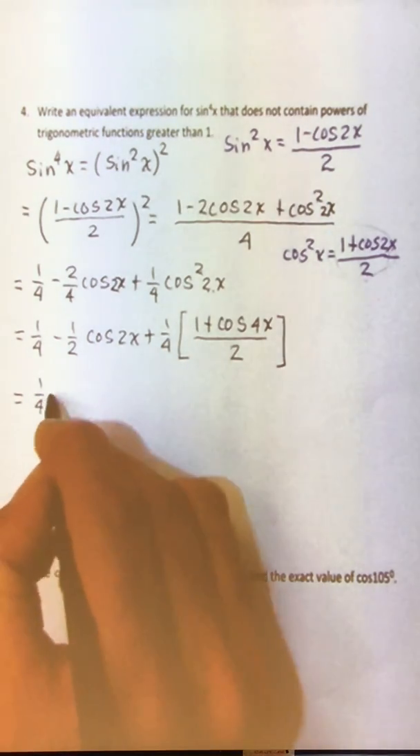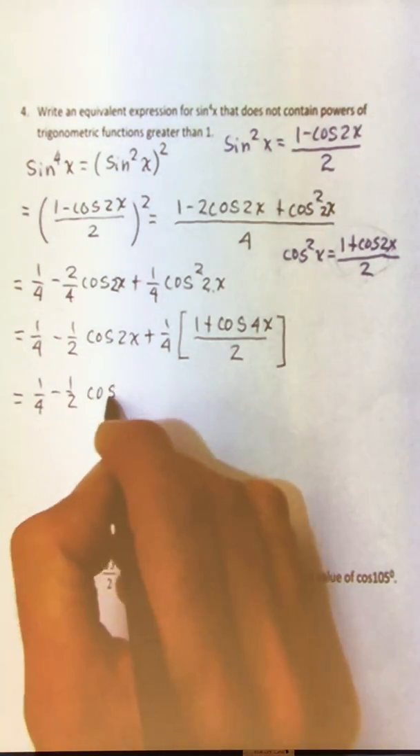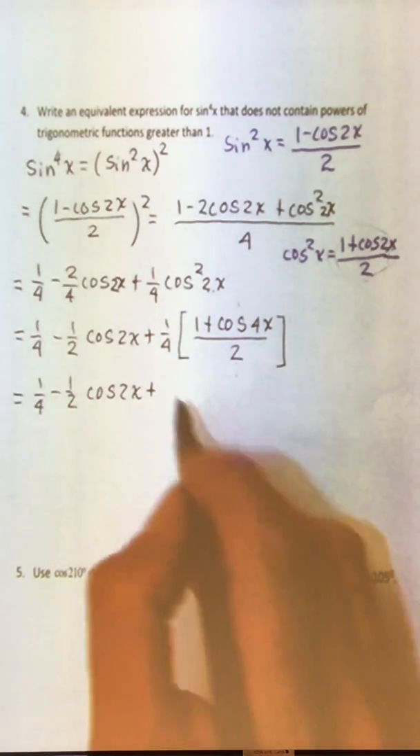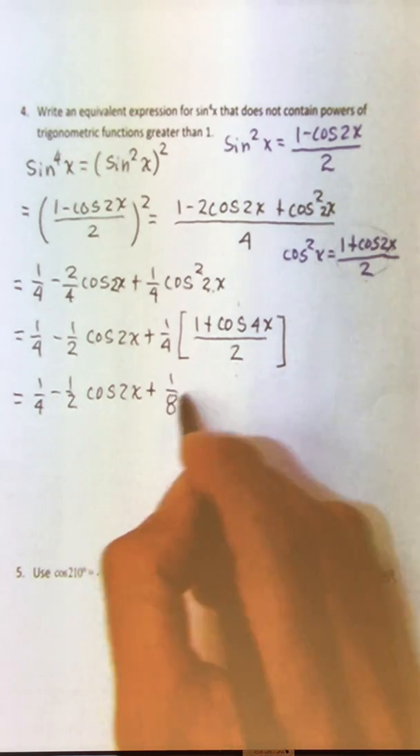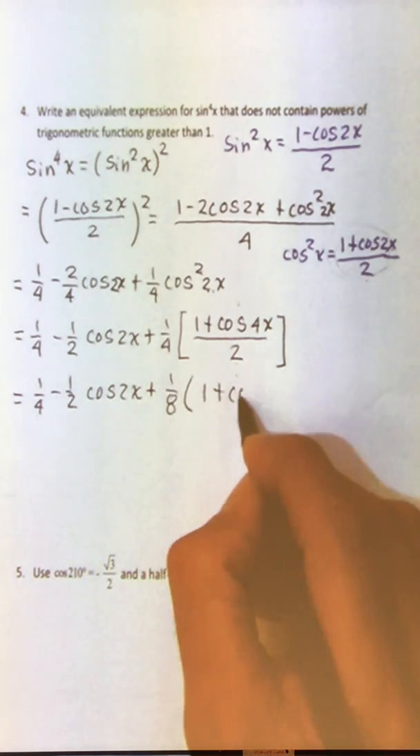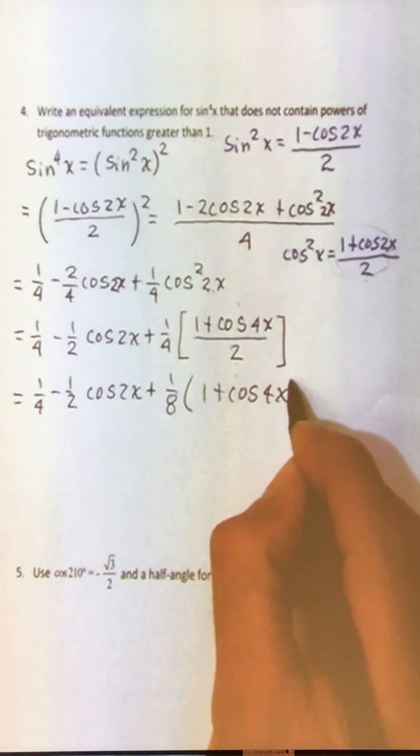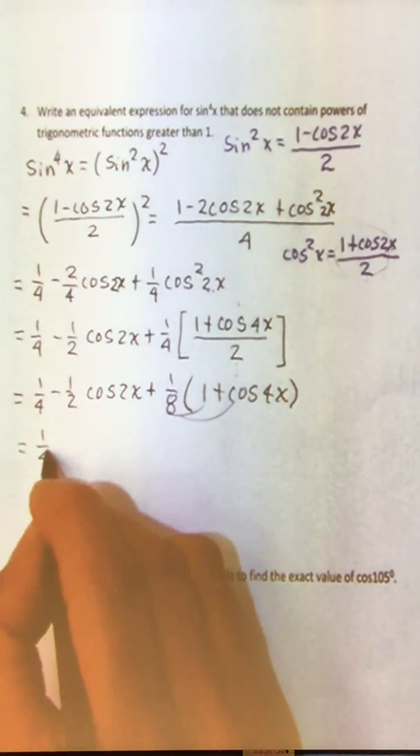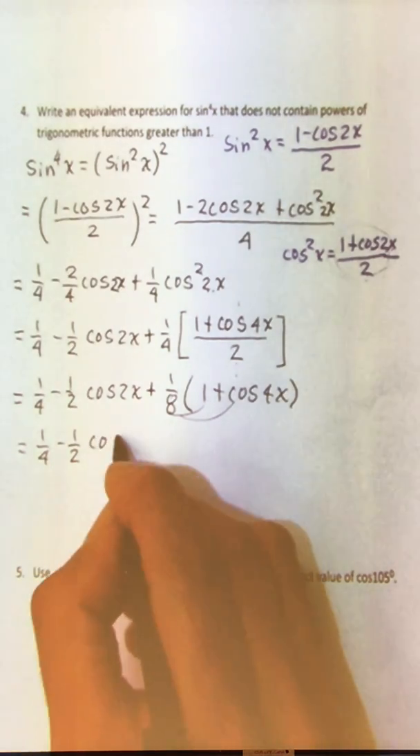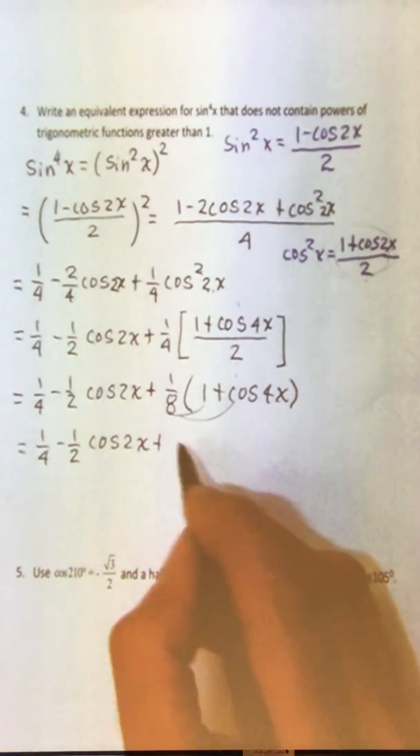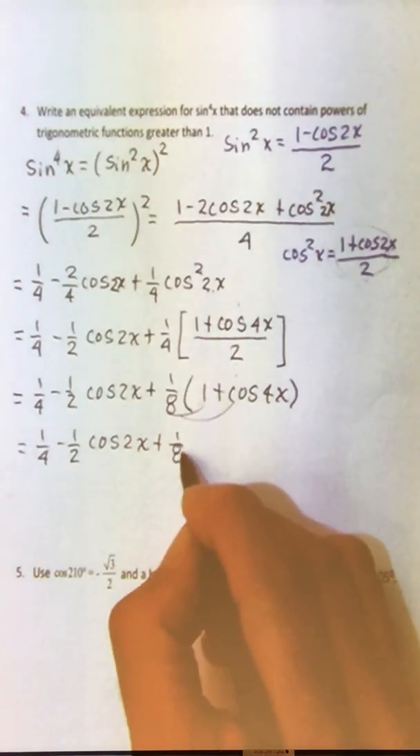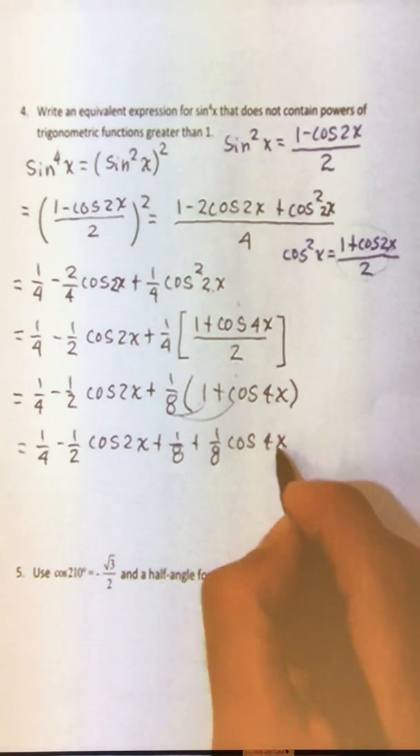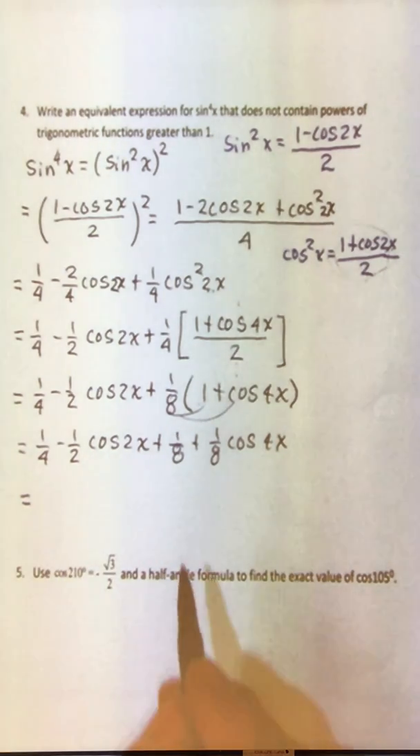So we have 1/4 minus 1/2 cosine 2x plus, this is 1/2, and the 1/2 can be brought to the front as 1/8, leaving us with 1 plus cosine of 4x inside. Then I'll distribute the 1/8 through, and then we'll add up our like terms, and we'll be there. 1/8 times 1 is 1/8, and then 1/8 times cosine of 4x. Now add your like terms.